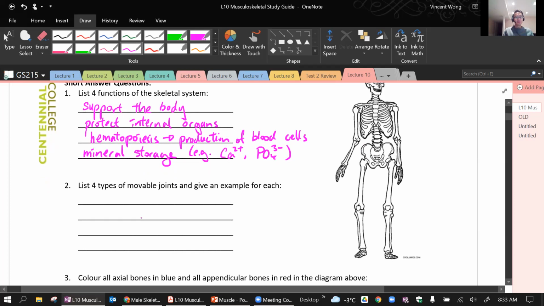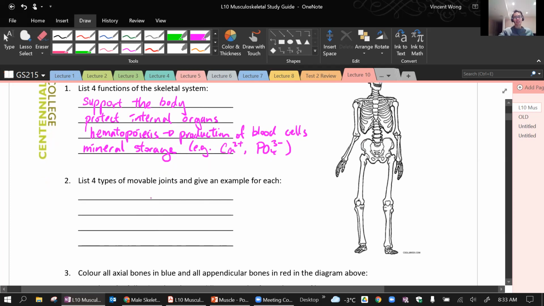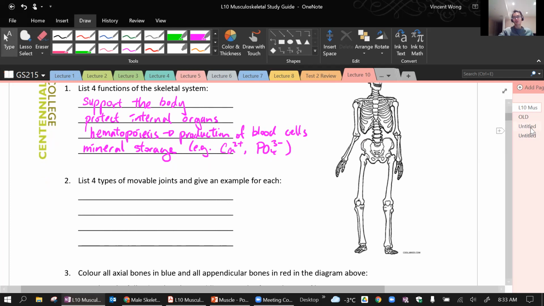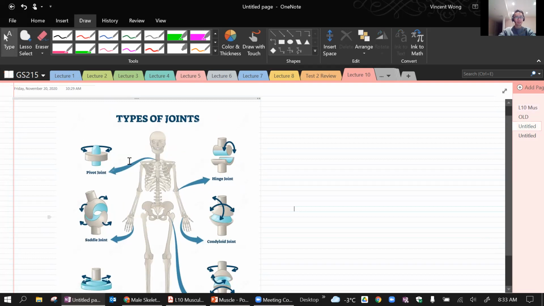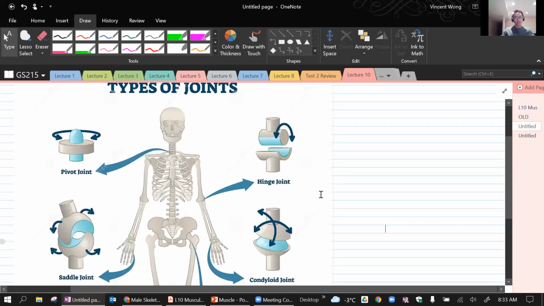Next, list 4 types of movable joints and give an example of each. So here are your joints. Okay, there are 6 types of movable joints. Don't forget, there are also the immovable joints and the partially movable, right? So these are the movable joints.